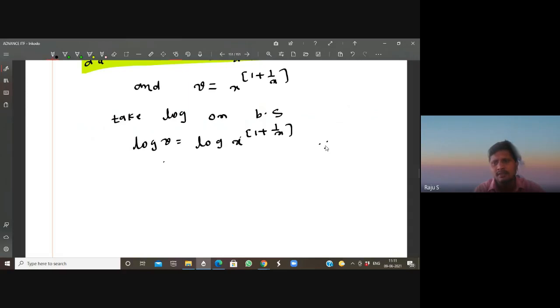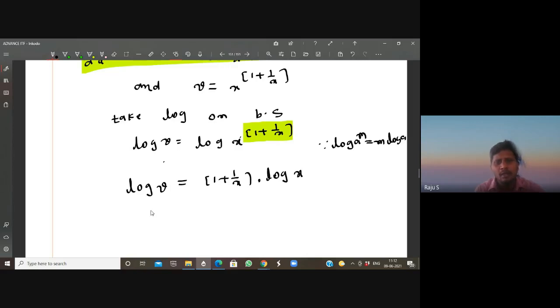Again, since it is in the form of log a power n, in the exam you must write all the formulas related to the given problem. So here this becomes 1 plus 1 by x, this is m, times log x. The left side is log v. Now differentiate with respect to x on both sides.